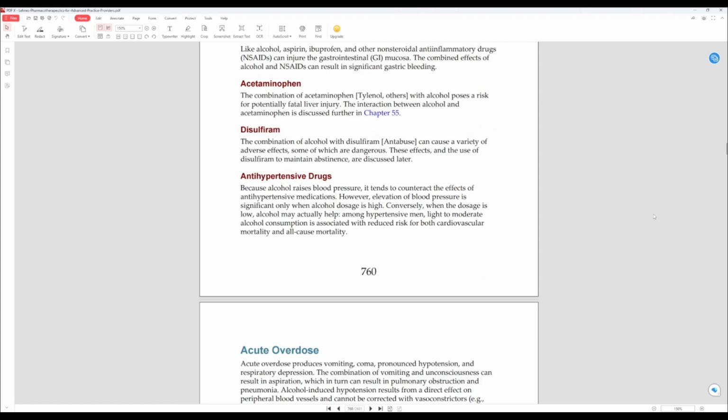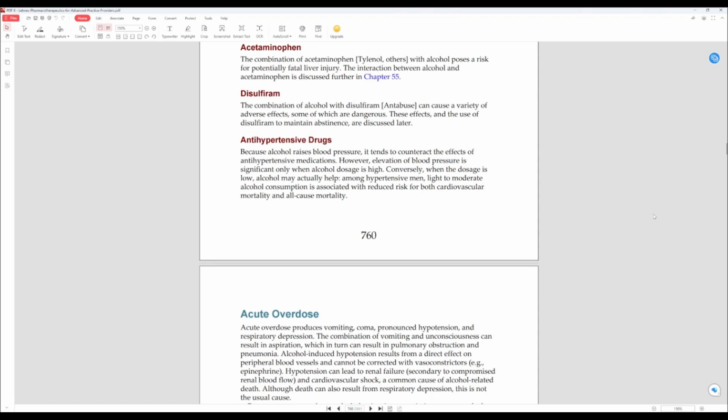Your antihypertensive drugs. Alcohol raises blood pressure. It tends to counteract the effects of antihypertensive medications. However, elevation of blood pressure is significant only when alcohol dosage is high. Conversely, when the dosage is low, alcohol may actually help. Among hypertensive men, light to moderate alcohol consumption is associated with a reduced risk for both cardiovascular mortality and all-cause mortality.